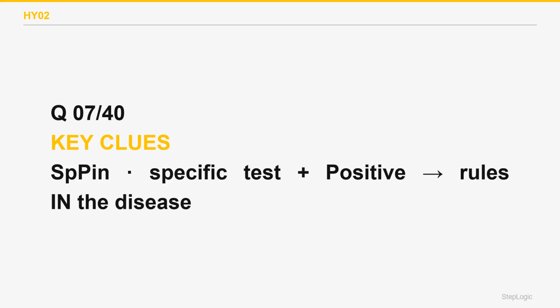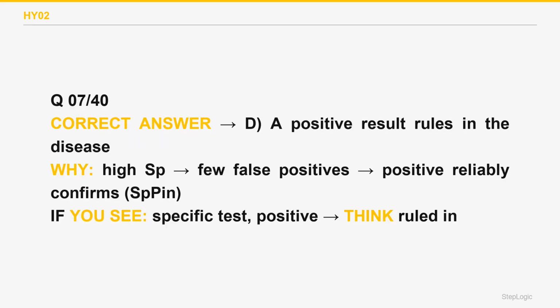A highly specific test rarely calls a healthy person positive, so it produces very few false positives. That means a positive result is trustworthy for ruling in disease. The hook is SP-P-IN: a specific test that is positive rules IN. Specific tests are used to confirm a diagnosis after a sensitive test screens. The correct answer is D.